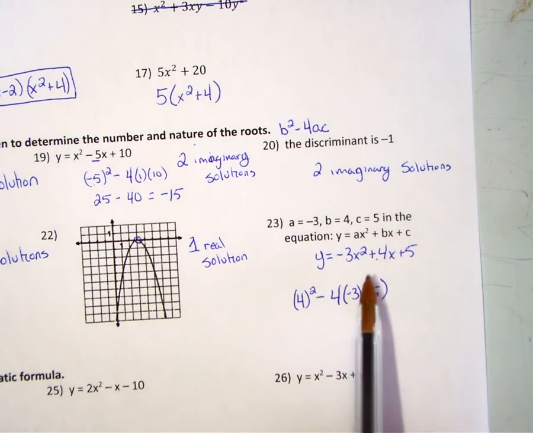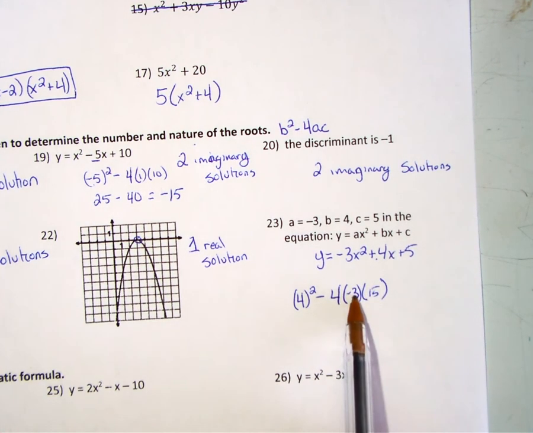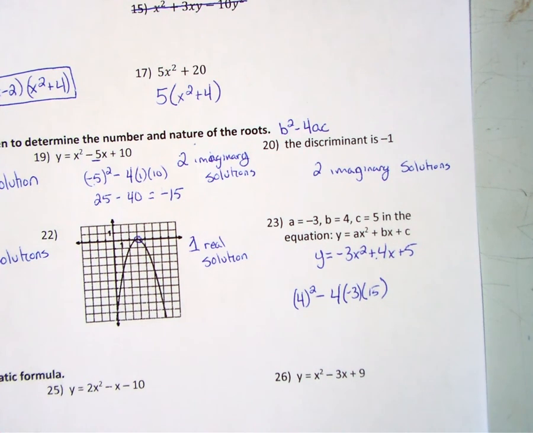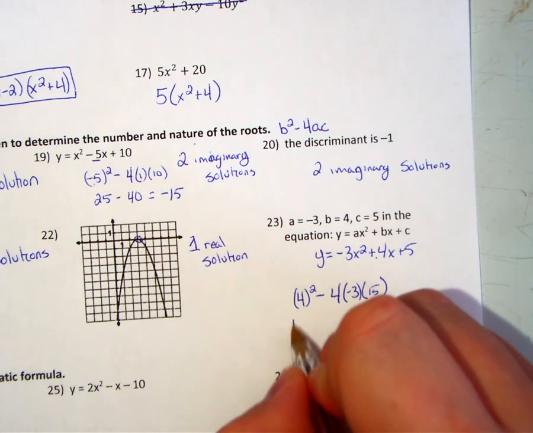Now, generally, when I realize I have a negative times a positive, I'm going to end up with a positive solution on the right side. So whatever happens, I'm going to end up with a positive discriminant. That's all I really need to know. So we could stop here, but we'll go ahead and finish up.